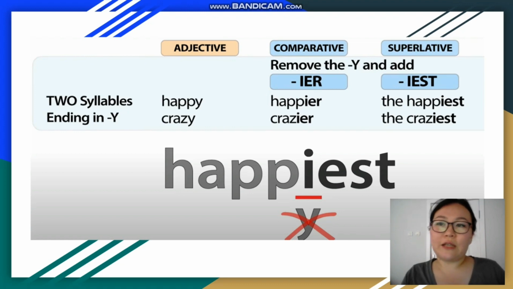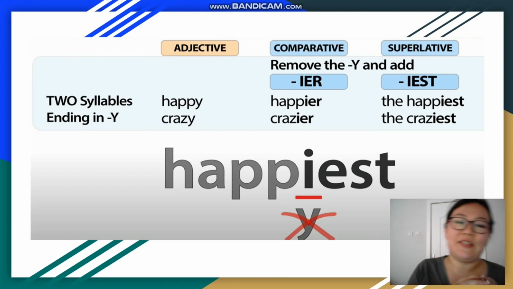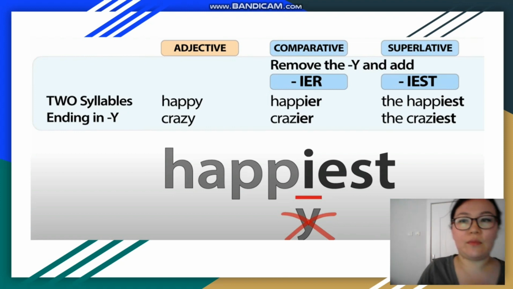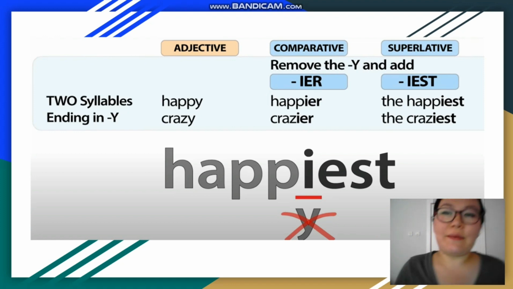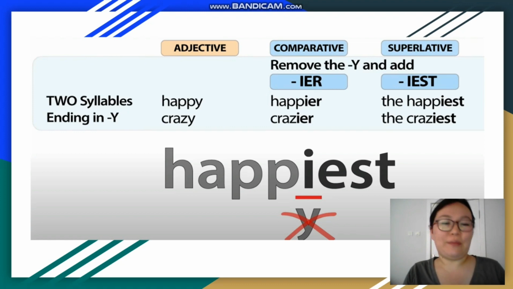For example, we take three girls, Susan, Mary, and Chloe, and how can we compare these three children using the adjective happy? For the comparative, we can say Mary is happier than Susan. For the superlative, we say Susan is the happiest.